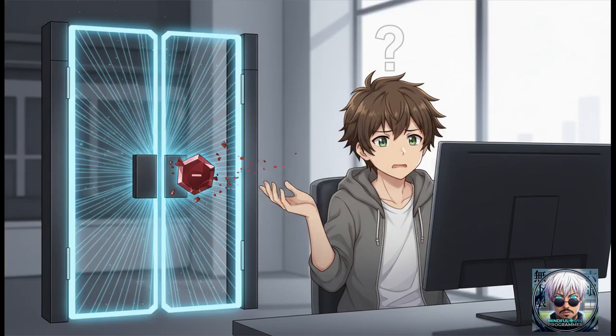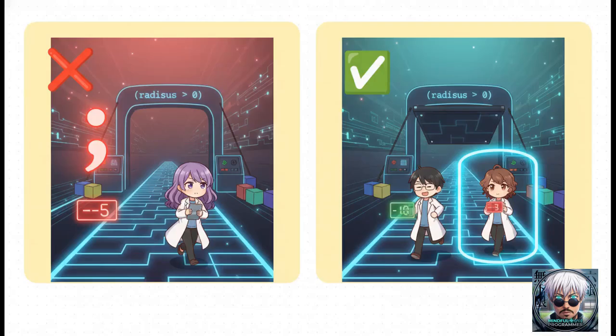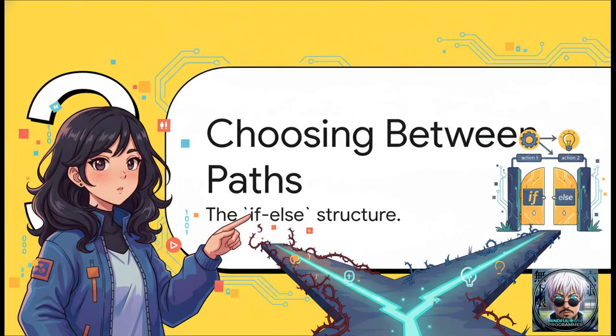Not exactly helpful, right? Now, before we fix that, I have to show you this tiny but absolutely devastating mistake that beginners often make. See that single semicolon after the question on the left? That little dot basically tells the program, okay, the if statement is over now, thanks. So the code inside the curly braces, the code that's supposed to be protected, it will always run, no matter what. It's a classic bug that is an absolute nightmare to track down.